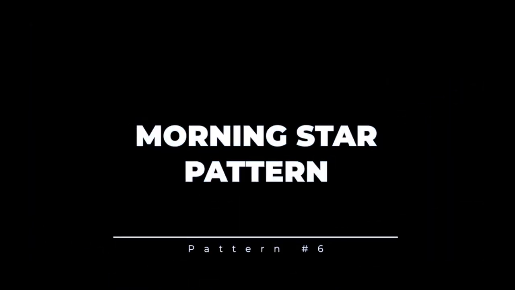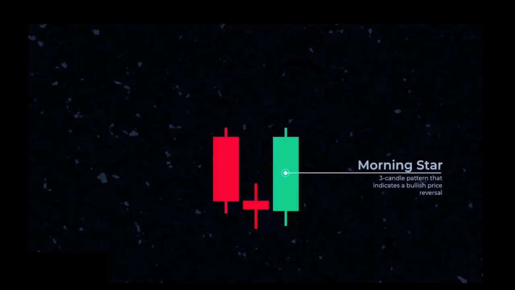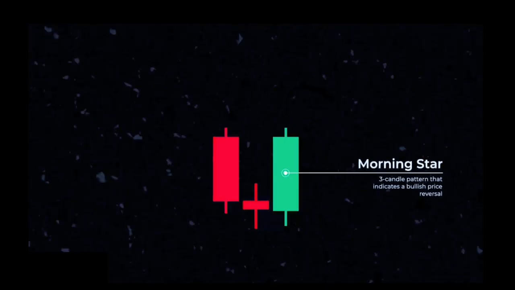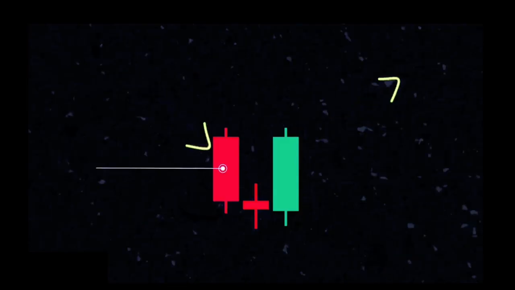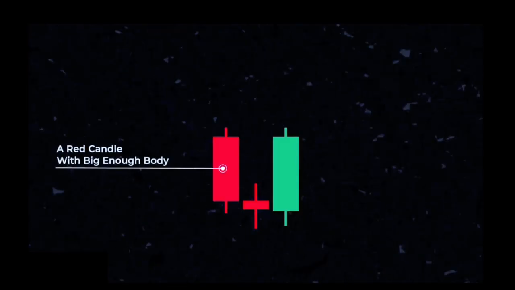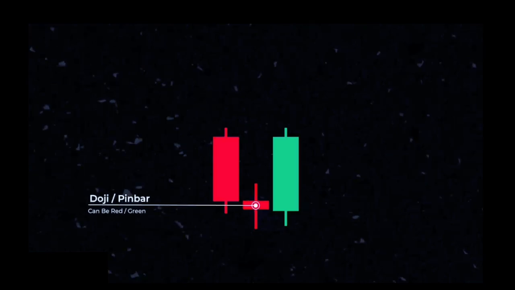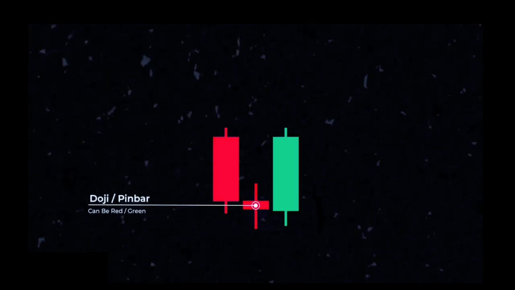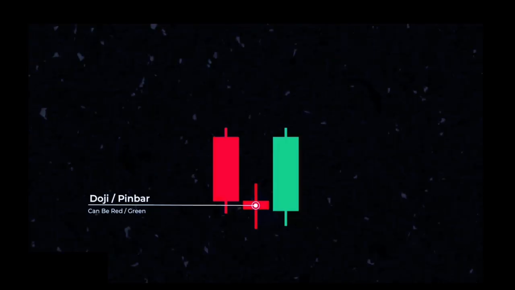Advanced patterns. Pattern number 6. Morning Star Pattern. The Morning Star Pattern is a 3-candle pattern that indicates a bullish price reversal. The first candle is a strong red candle with a big enough body. The second candle is a doji or pin bar candle with a small body and large wicks. The doji or the pin bar can be red or green.